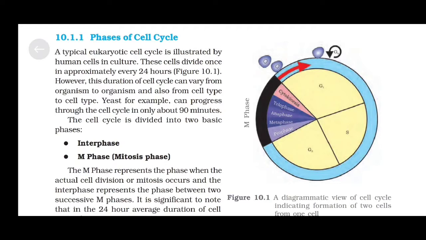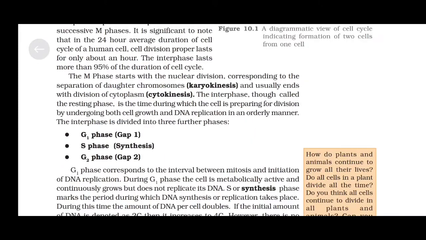The cell cycle is divided into two basic phases, one interphase and the second M phase, also known as mitotic phase. The M phase represents the phase when the actual cell division or mitosis occurs, and the interphase represents the phase between two successive M phases. It is significant to note that in the 24-hour average duration of cell cycle of human cell, cell division proper lasts for only about an hour. The interphase lasts more than 95% of the duration of the cell cycle.